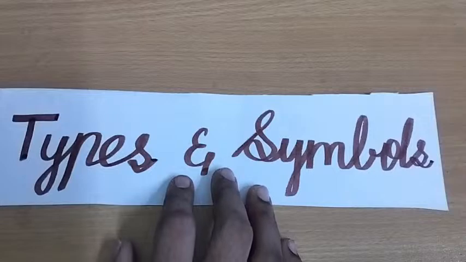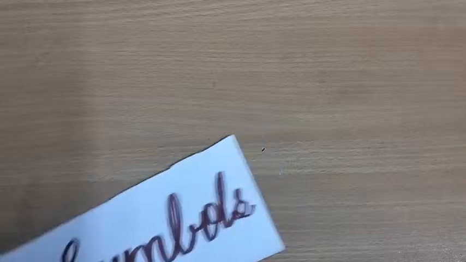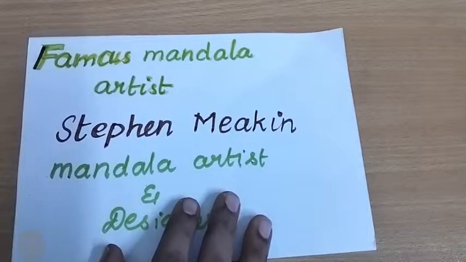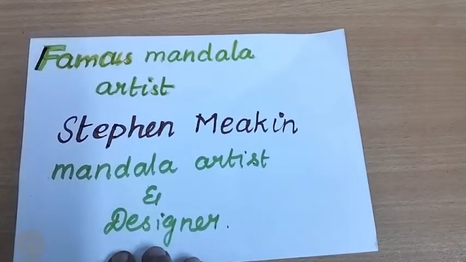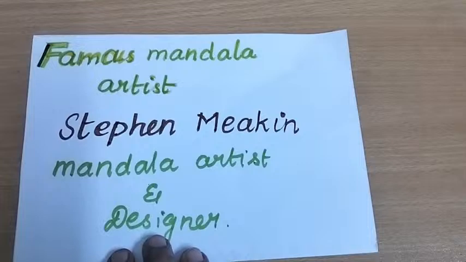Okay, next. We have seen the origin and everything. We have to know who the famous mandala artist is. He is Stephen Mikin. He is a famous mandala artist. Whenever we are learning something new, we have to know a little more about who discovered it, how it came, what the uses are, what the benefits are, how we can use it. This is the main cause of a topic.